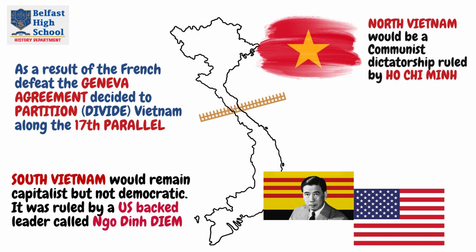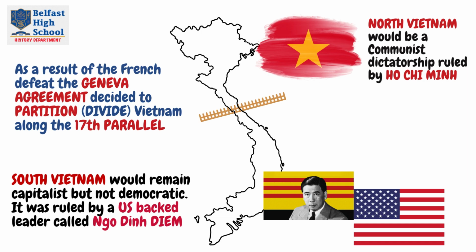As a result of that defeat, the Geneva Agreement is signed, and that decides to partition Vietnam along the 17th parallel. It's important you don't get mixed up with Korea, which is the 38th parallel. It's the 17th parallel in Vietnam.